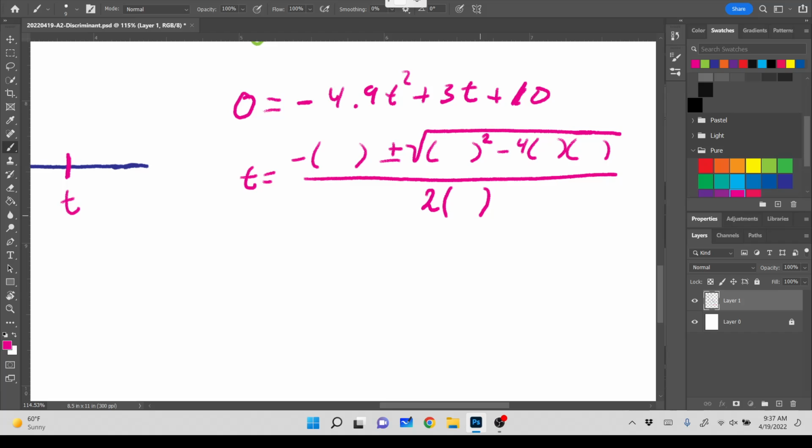That's debatable. Okay, so what am I going to put right here? I know. Then do it. No, you have to tell me. It's like the 3 maybe? Yeah, probably so. And then right here? And then the negative 4.9. And then the 10 and the negative 4.9.